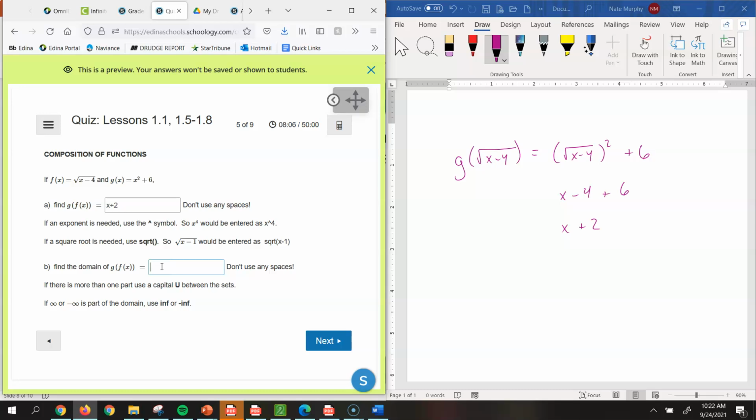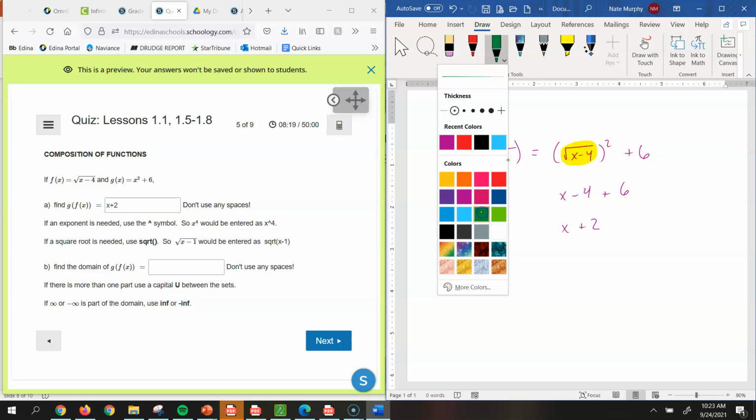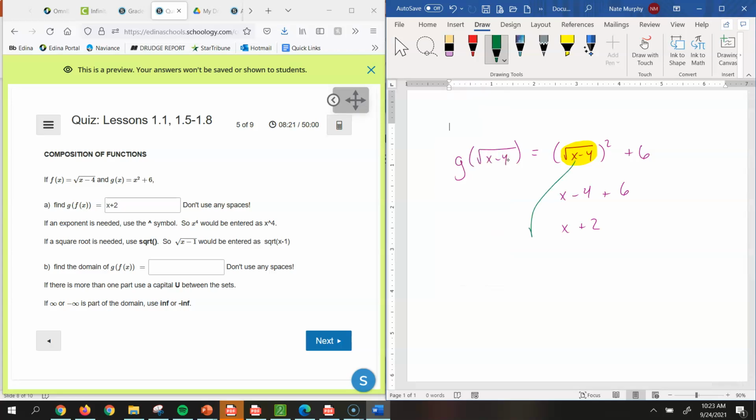So now you might have thought that the domain is from negative infinity to infinity because I can put anything in there for x. But if I look back, I do see that we have this square root there. So I need to take that into consideration. So I need to remember that I can't take the square root of a negative number. So x minus 4, what's under the radical there, needs to be greater than or equal to 0. So if I solve that, x has to be greater than or equal to 4. So that means my domain would go from 4 to infinity.